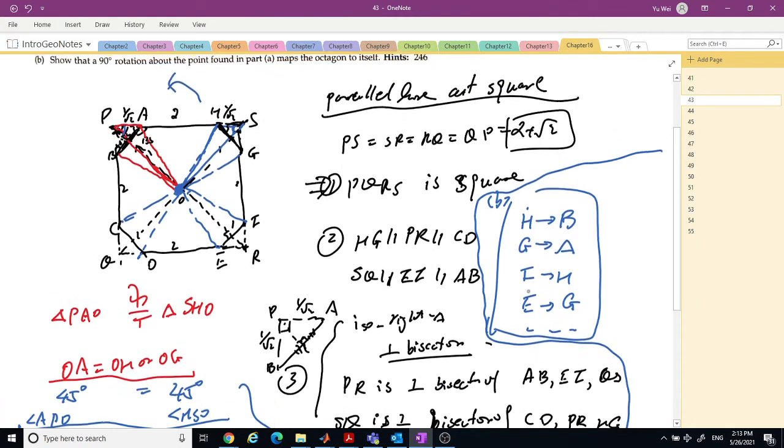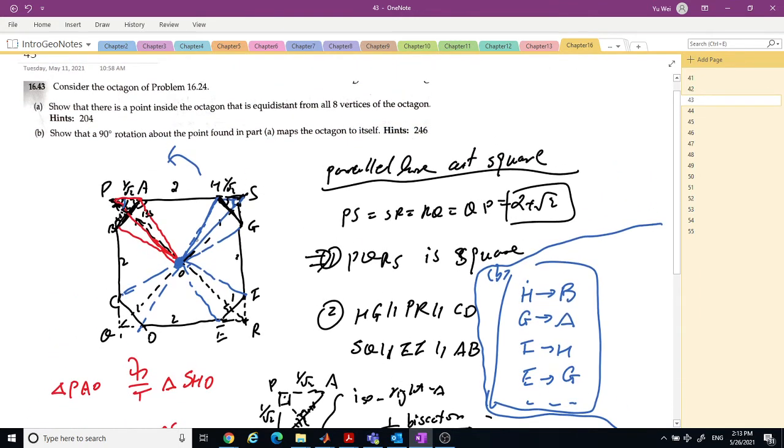So let's see. You can see because this is an isosceles triangle, right? So these are all the perpendicular bisectors, so these are also the angle bisectors. So theta and theta, theta and theta, because they are congruent triangles, right? So you can see OS and OP are perpendicular, right? So that means the angle BOH.